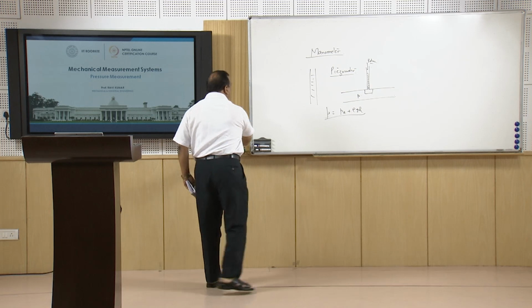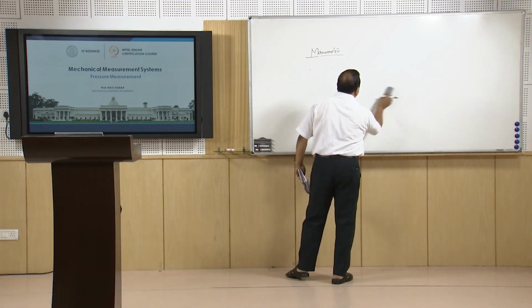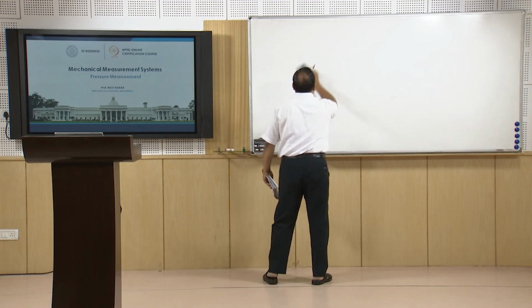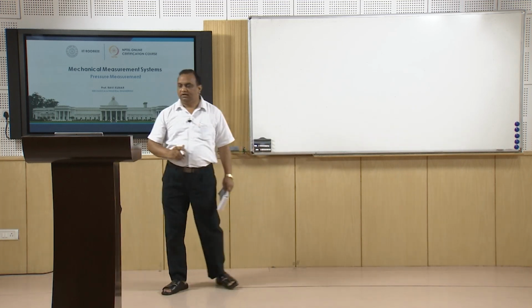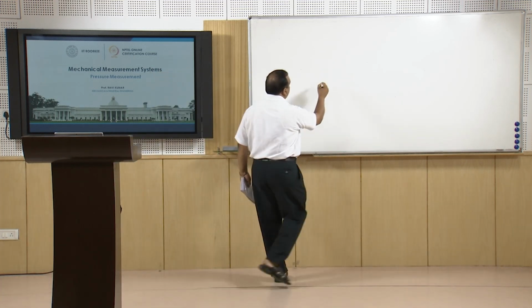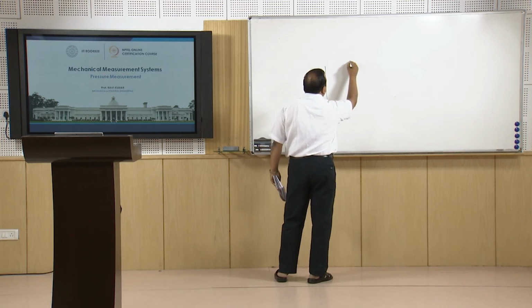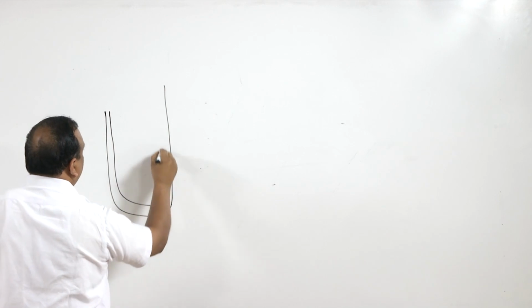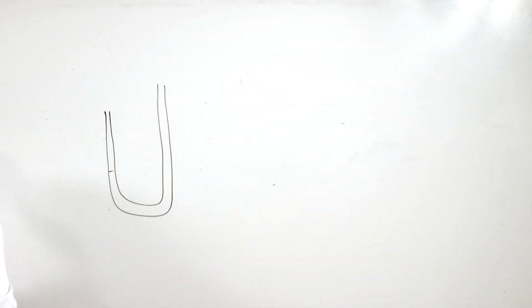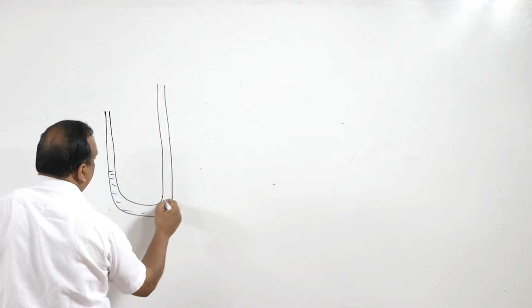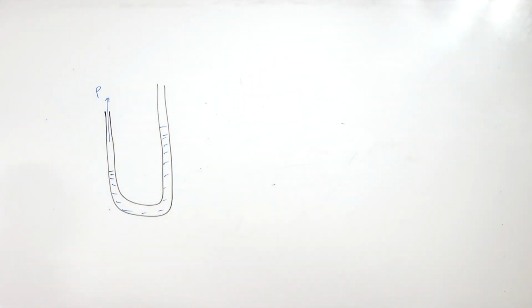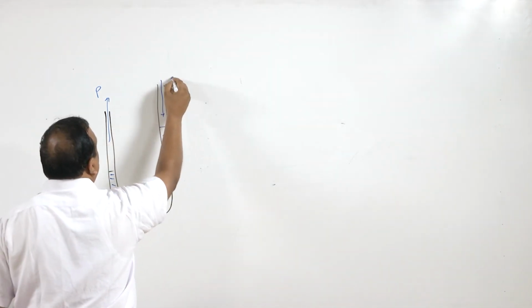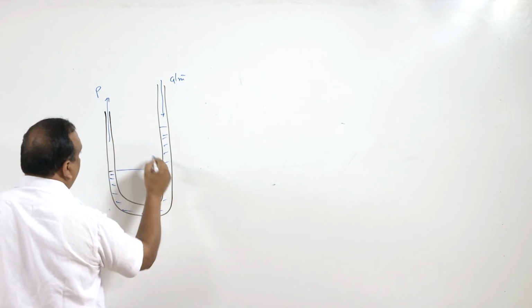Another type of pressure measuring device is the U-tube manometer, which is very popular. In the U-tube manometer, it is a U-tube normally filled with mercury or any other fluid, right? Suppose this side is connected to the pressure where pressure has to be measured. This side is open to atmospheric air, and this is the head H.